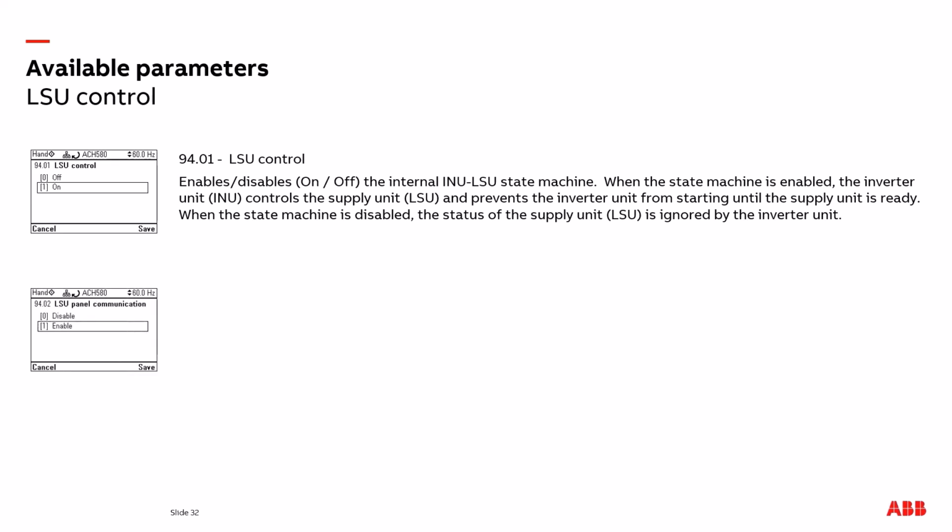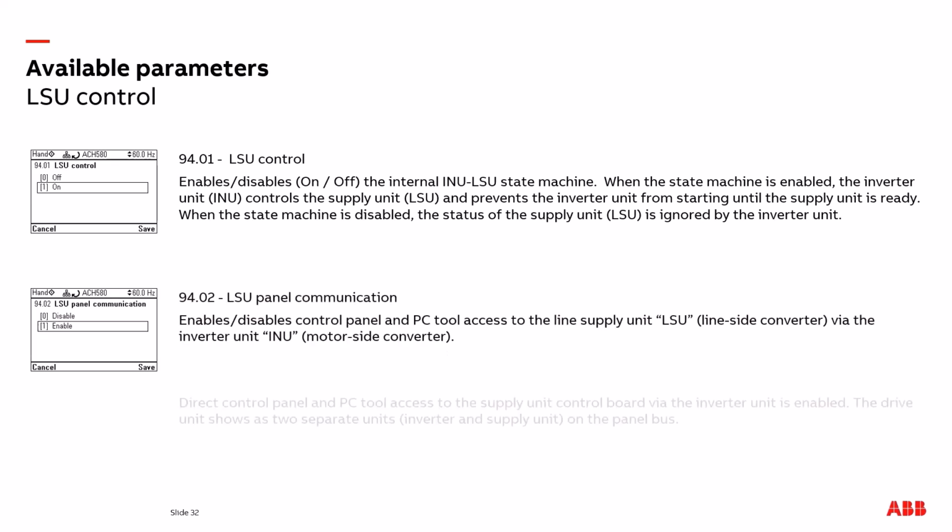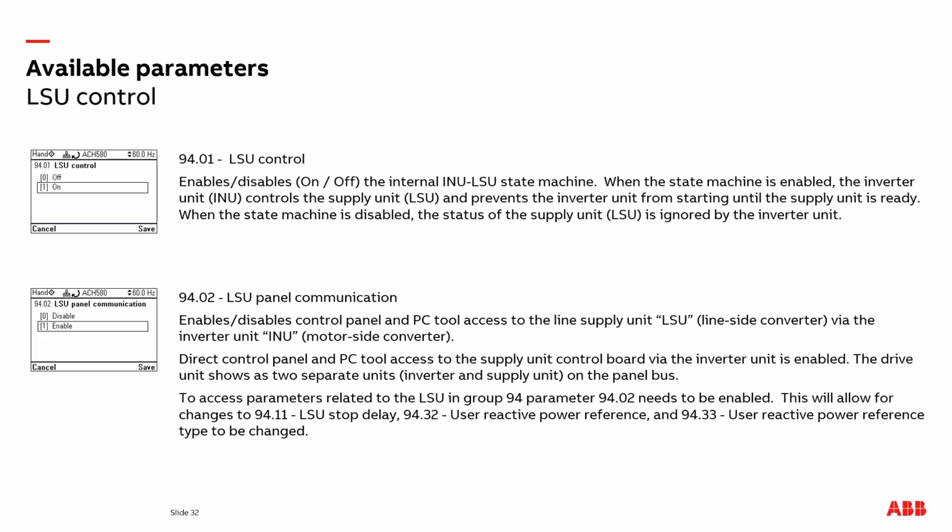The next thing we have to look at is 9402. That's the LSU panel and communication control. This enables the ability for things like drive tools to communicate to parameters in the line supply unit. It also allows you to go to the keypad and change parameters in the line supply unit. If you were to attempt to go into certain parameters in the line supply unit and try to change them, like 9411 LSU stop delay, if you wanted to change that and this parameter was disabled, on the keypad, you wouldn't be able to change those parameters. You want to have this enabled, and that allows you to go into the line supply unit and do changes either through communications or through the keypad.